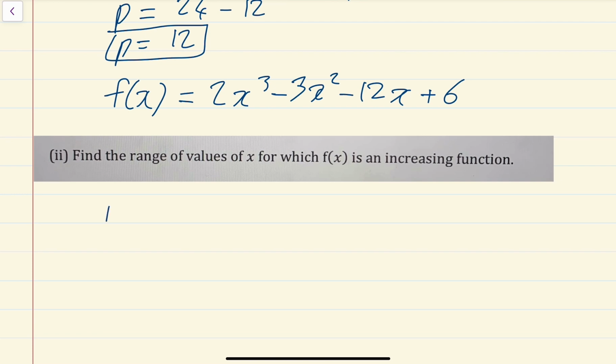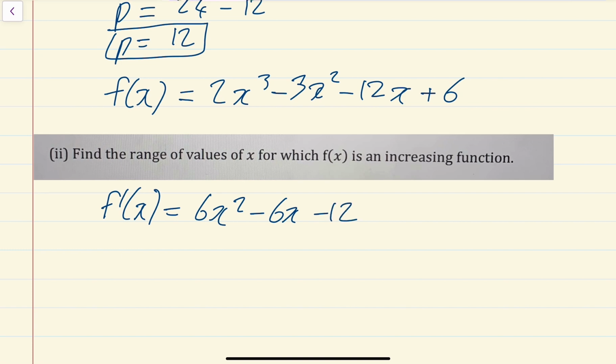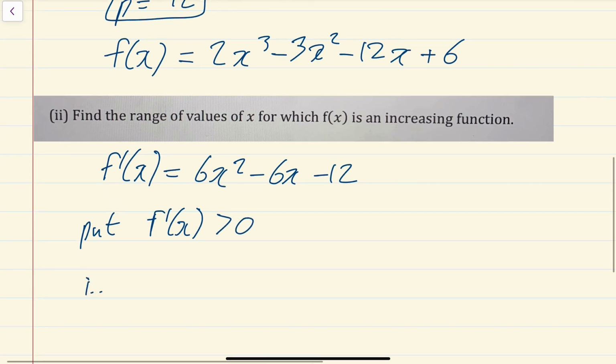So really, we want to find f dash of x, and what we're going to do is put f dash of x greater than 0. So if it's greater than 0, that means it has a positive gradient. That means it's an increasing function. So that's what we're going to do. So let's just differentiate that again. Find our f dash of x again. That was 6x squared minus 6x minus 12 then. And we're going to just put f dash of x greater than 0. I.e. that means we're going to put 6x squared minus 6x minus 12 is greater than 0.